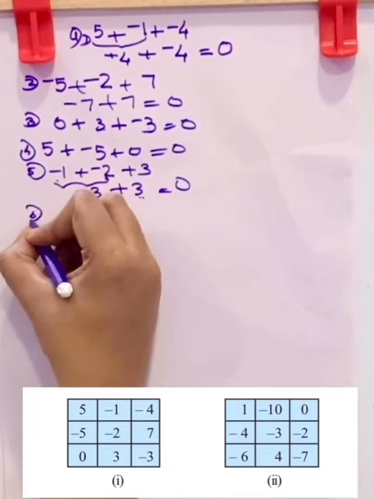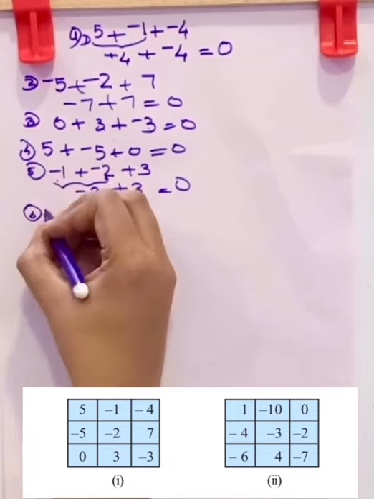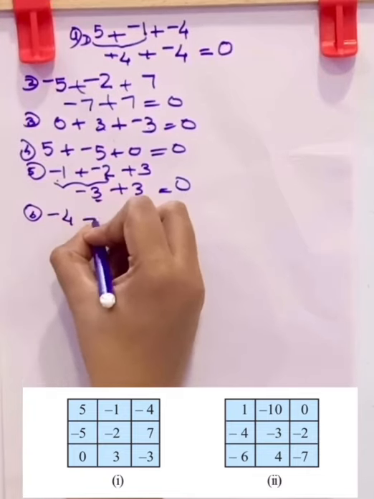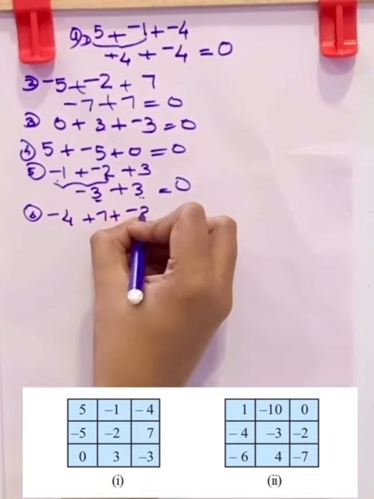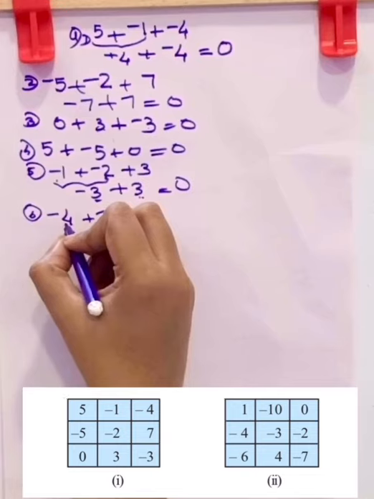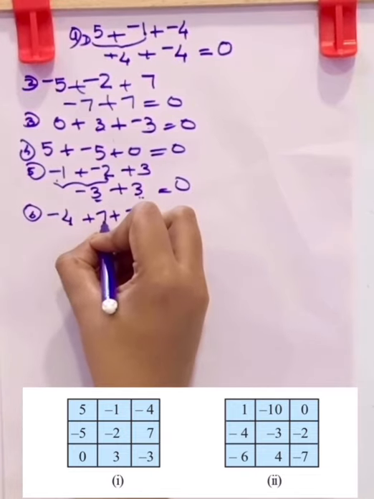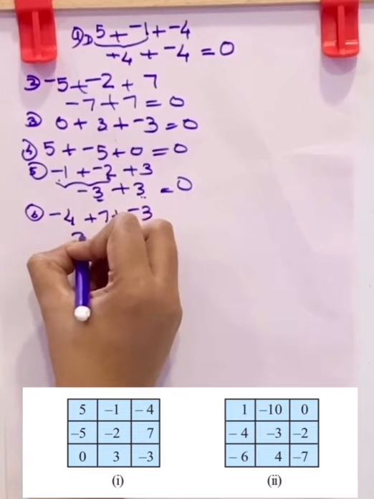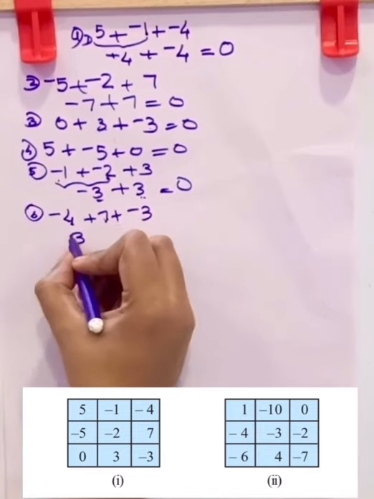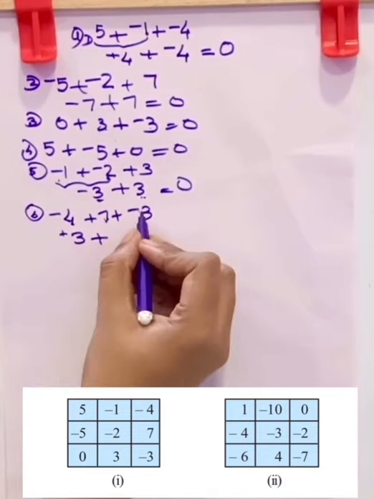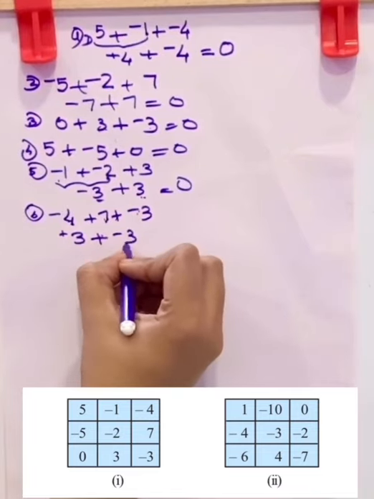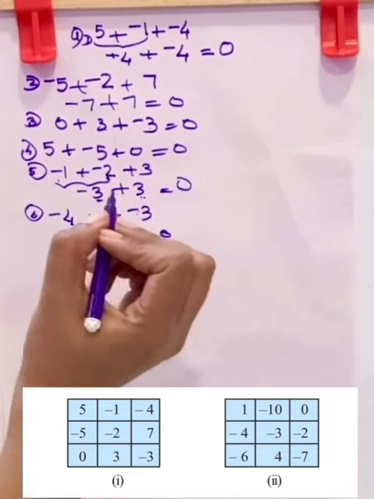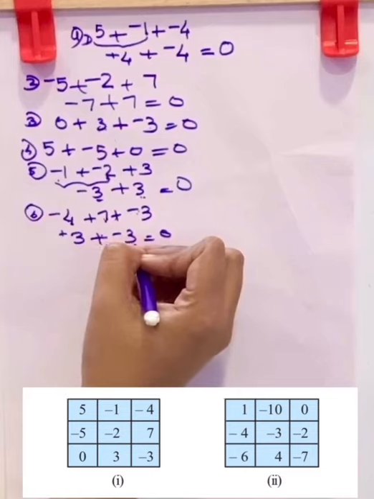Now, the sixth one is the third row. We have numbers minus 4 plus 7 plus minus 3. Here, minus 4 plus 7. The smaller number is subtracted. You get the answer 3 and the bigger number's sign is plus. So, plus 3 plus this minus 3. Again, answer 0. This is additive inverse.